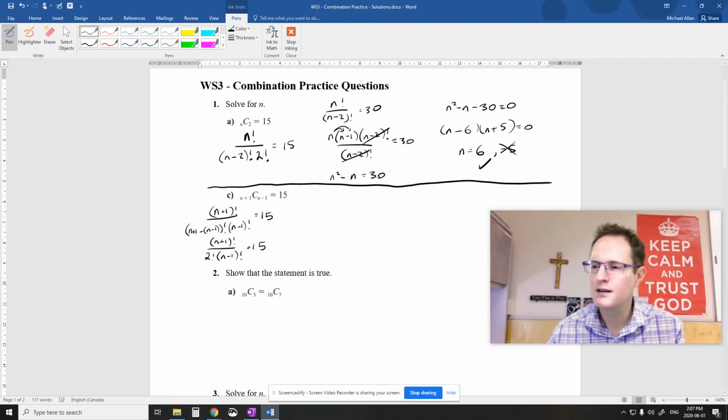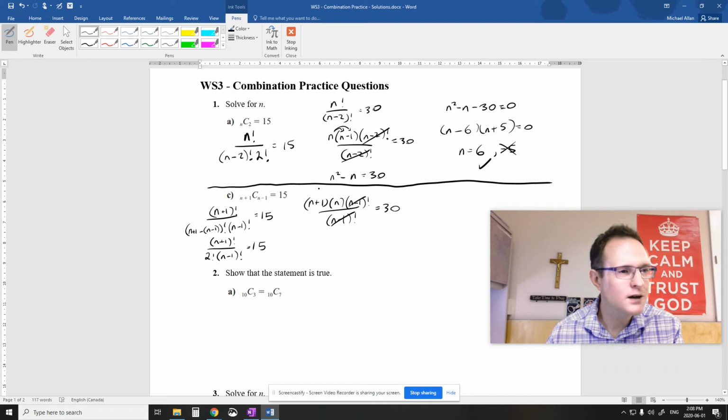Then just like here, I'm going to multiply the 2 factorial up to the other side. And then I'm going to start expanding out the larger factorial. I'm just going to try to do this as one step. I expanded the larger one: the n plus 1 is larger than n minus 1, so I'm going to expand this out. 1 less than this is going to be n. 1 less than this one is going to be (n minus 1) factorial. That's good, that's what we want here. That cancels out. That's equal to 30. Now, I'm going to multiply the n in.